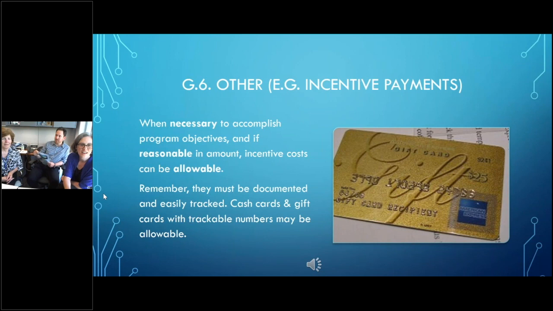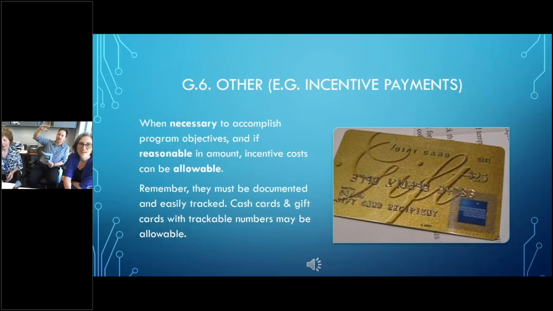All right, so this is an example of the G6 other category. Remember, we're still under that umbrella of other direct costs, the G1 through G6 line items on the budget and their requisite justification. A big example of G6 other costs are incentive payments. When necessary to accomplish program objectives and of reasonable amount, incentive costs can be allowable.